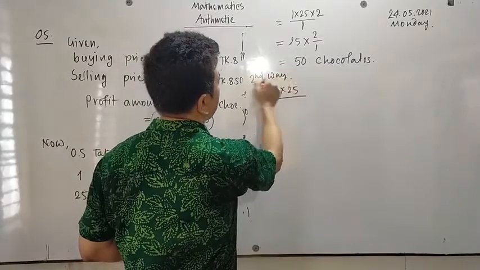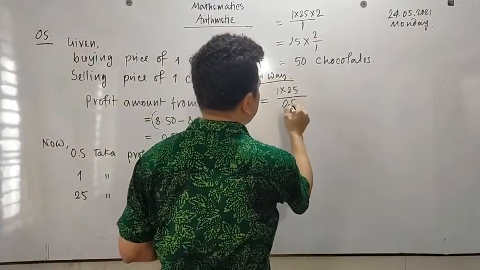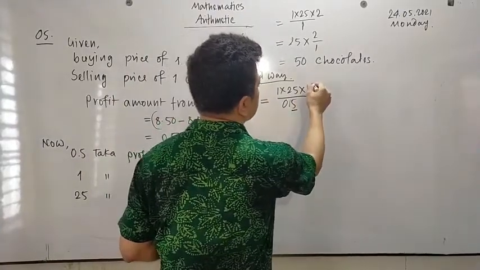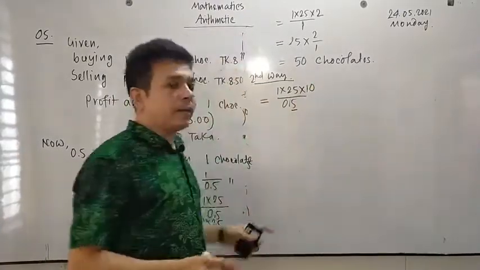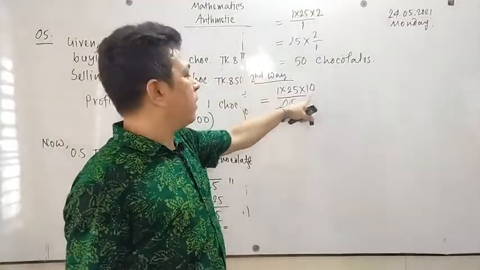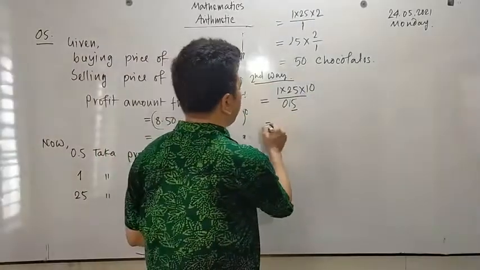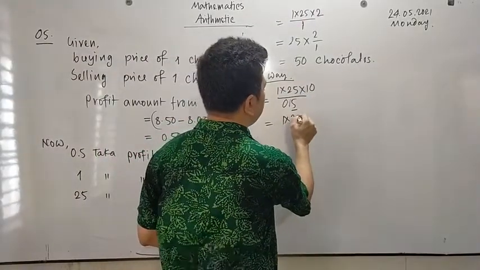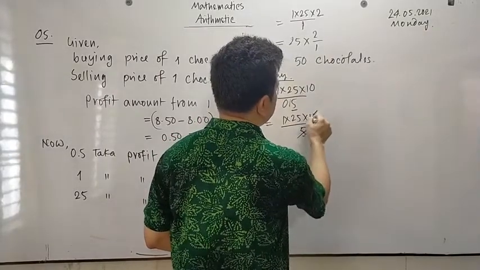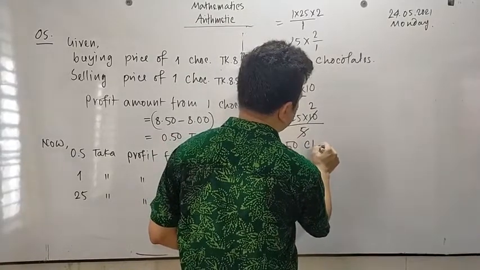The second way is 25 divided by 0.5. So for 0.5 it is 1, and for the 1 place it is 0. Okay, so now what is it? 1 into 25 into 10 divided by 5. So 5 into 2, so it is 50 chocolates. 50.